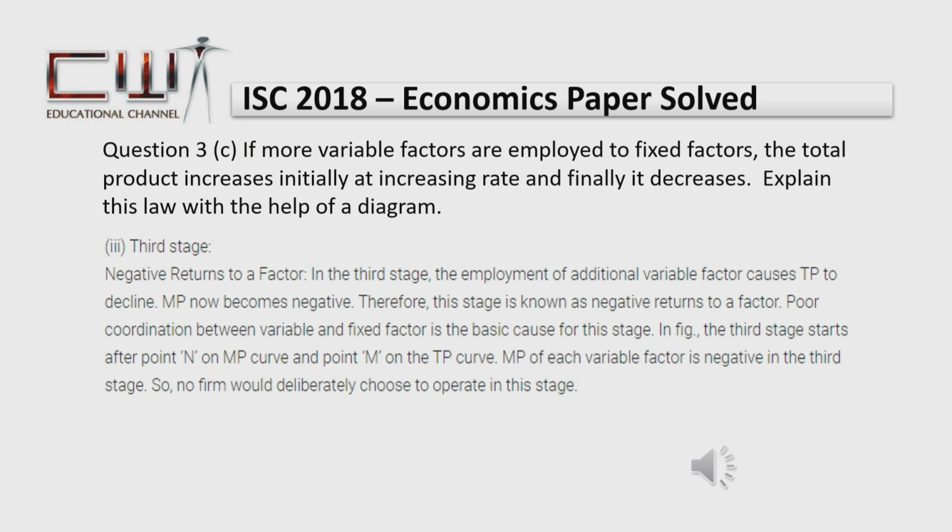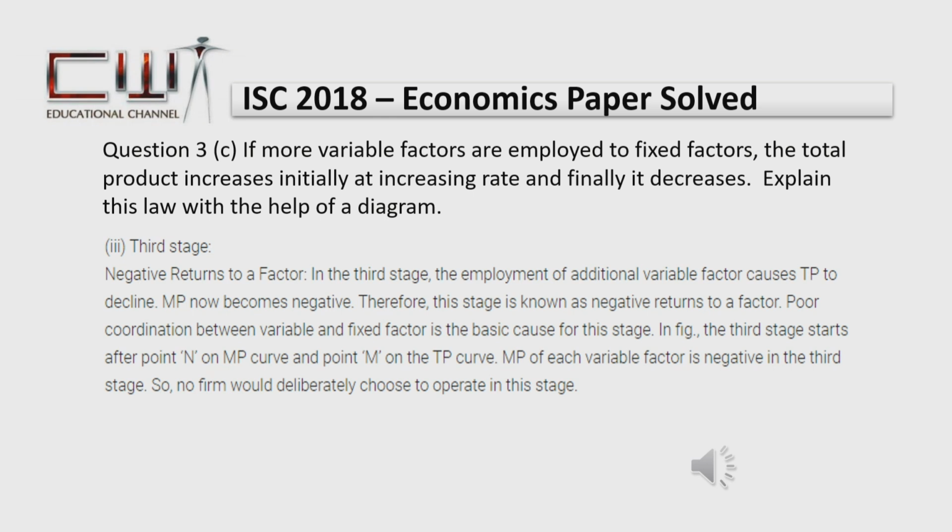If more variable factors are employed with fixed factors, the total product increases initially at increasing rate and finally it decreases. Now comes the third stage, which is known as the negative returns to a factor. In the third stage, the employment of additional variable factor causes total product to decline. Marginal product also becomes negative. Therefore, this stage is known as negative returns to a factor. Poor coordination between variable and fixed factor is the basic cause for this stage.